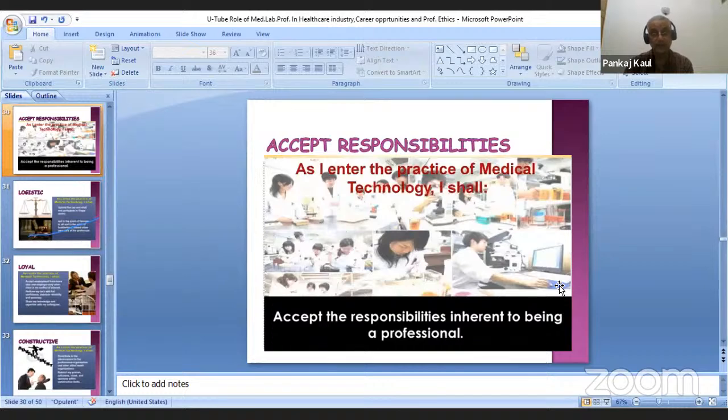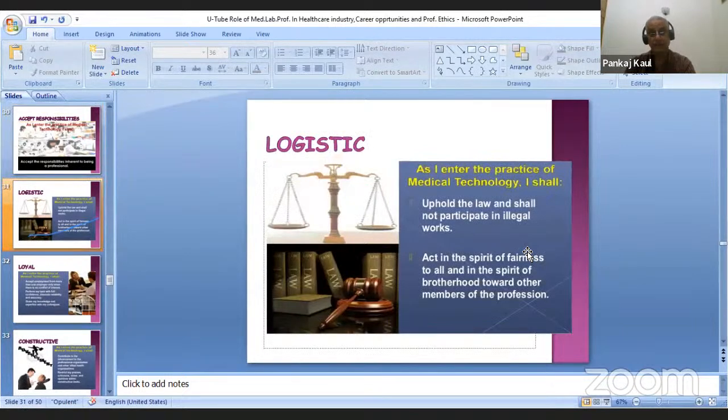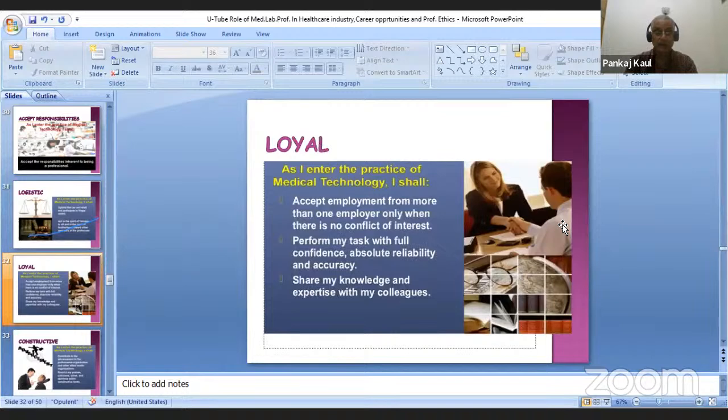As far as our responsibilities are concerned, once we become a medical technologist, we must accept the responsibilities inherent to being a professional. As I enter the practice of medical technology, I shall uphold the law and shall not participate in illegal work. I shall act in the spirit of fairness to all and the spirit of brotherhood towards other members of the profession. We must accept employment from more than one employer only when there is no conflict of interest.